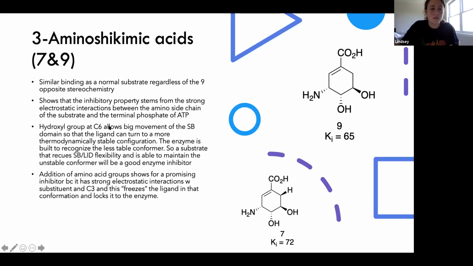So this is the enzyme, this is inhibitor 9, and that's inhibitor 7. They categorize them as 3-aminoshikimic acids, and they added different substituents onto there. They basically just did it with nitrogen.